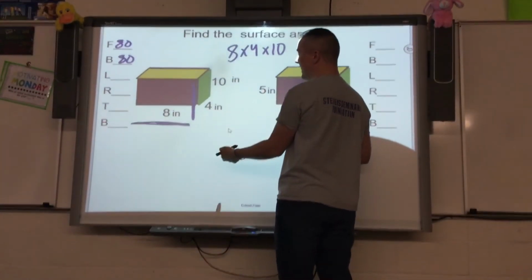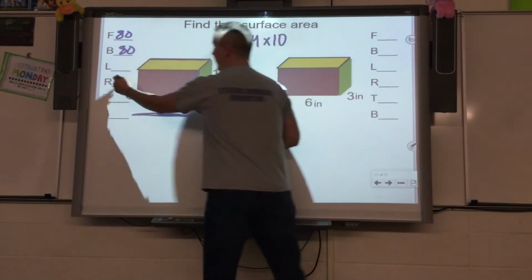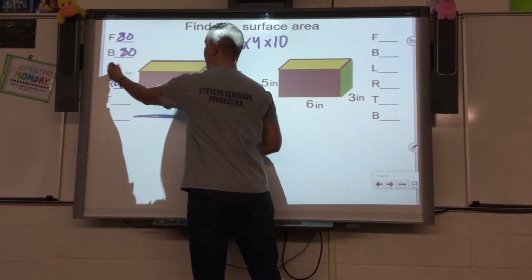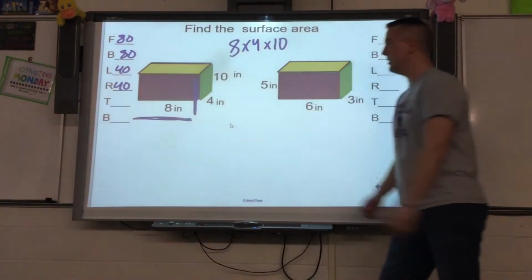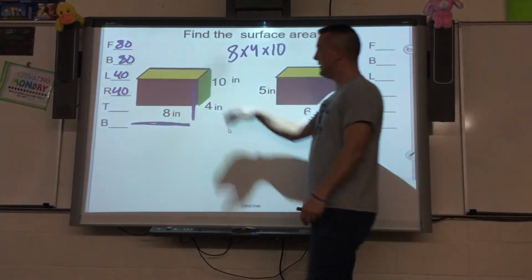Well, 4 times 10, 40. I get 40 on the right, 40 on the left. I have all those areas added up. Now the only ones I have to find are the top, these yellow ones.